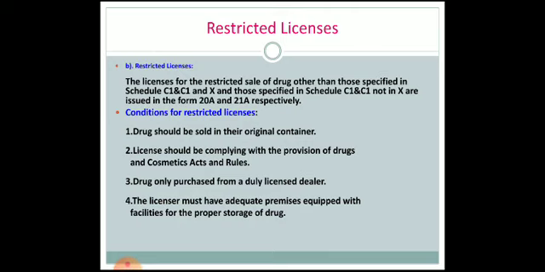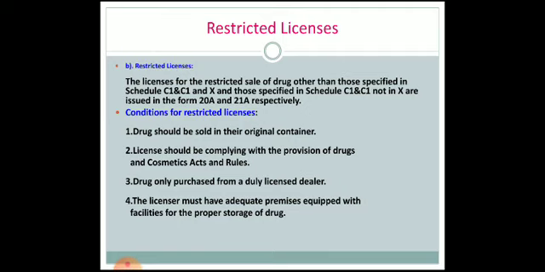Restricted license. The license for restricted sale of drugs other than those specified in Schedule C and C1, and drugs specified in Schedule C and C1 but not in X, are issued in Forms 20A and 21A respectively. Conditions for the restricted license.